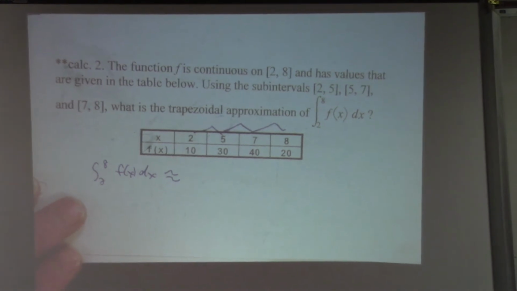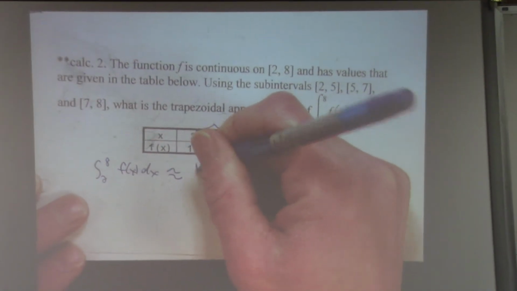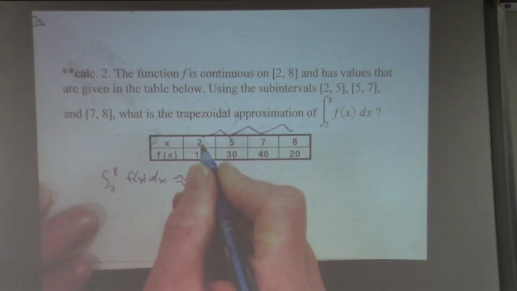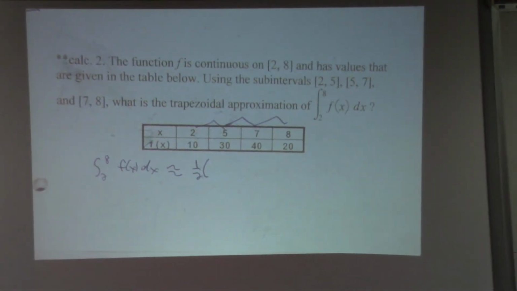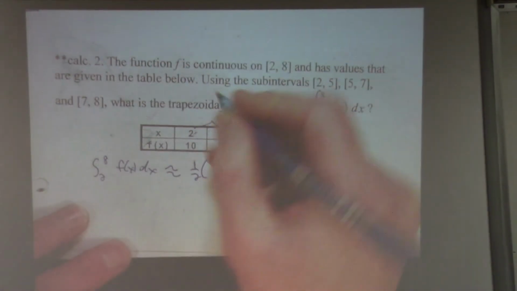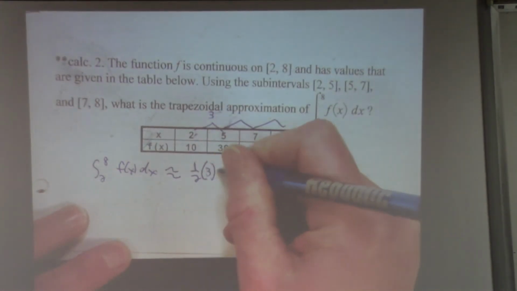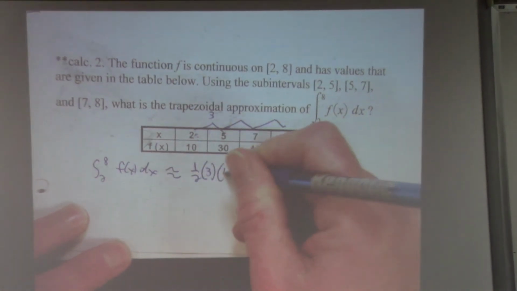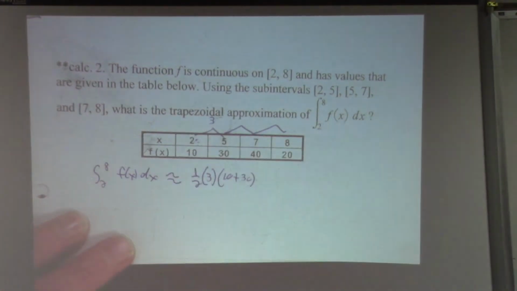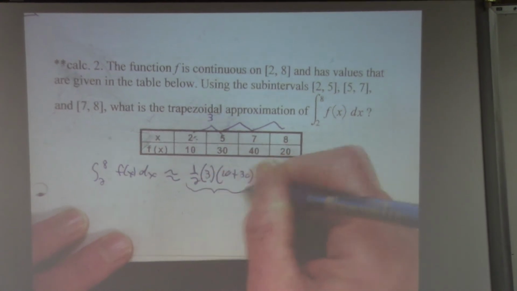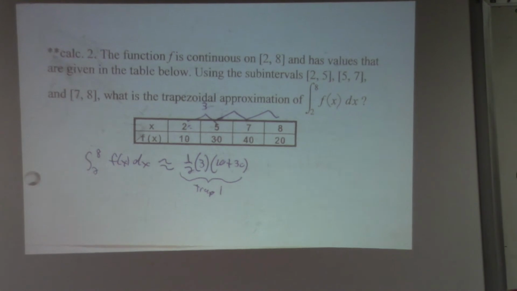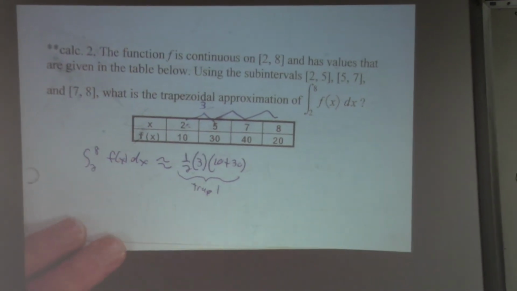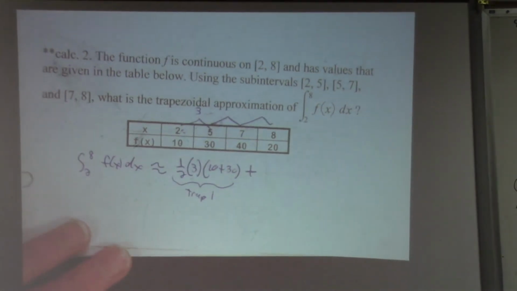So trapezoid number 1 here will be 1/2 the height. Remember, the height is the distance in the x values, like we saw here. The distance in the x values is the height of the trapezoid. So from 2 to 5, that's a 3. So 1/2 the height times the sum of the bases, which is 10 plus 30. That is trapezoid 1. On the note card I would like you to do this, but on an assignment you wouldn't have to do, say, trap 1 there. We're just doing this for a learning tool.